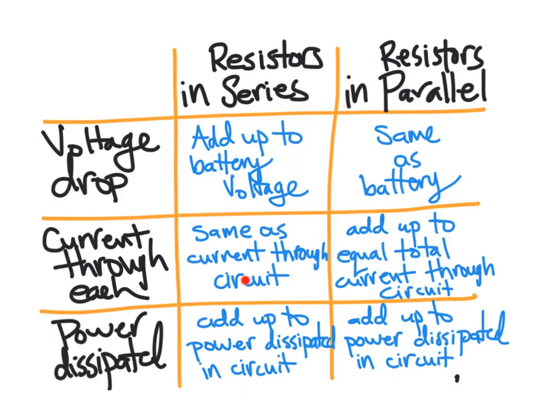And so it's vice versa when we talk about current. Resistors in series, the current had to flow through each, and so it was the same. Yet for resistors in parallel, there was a choice, so the current through each, we add them up and we get the current through the total circuit. But then for the power dissipated, we add them up for both situations to get the total power dissipated by the circuit. Look at this useful stuff. Oh my gosh.